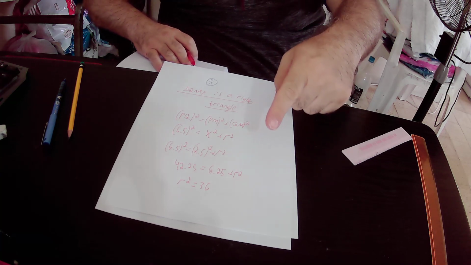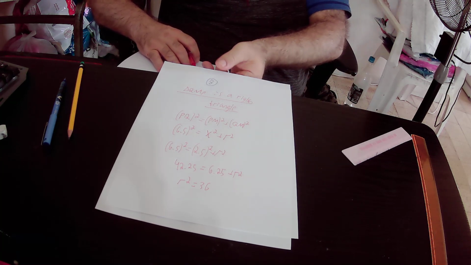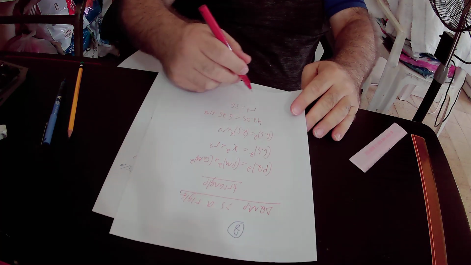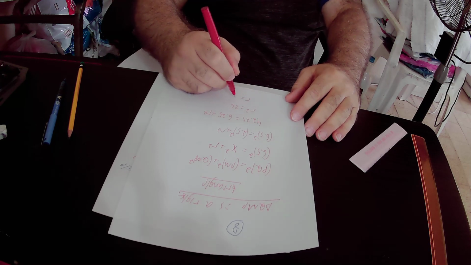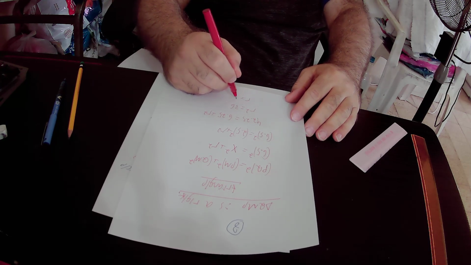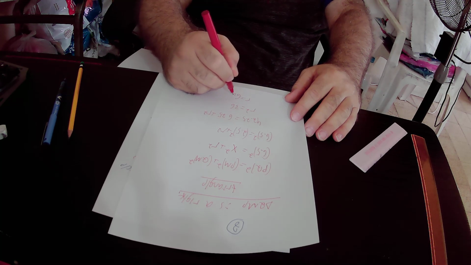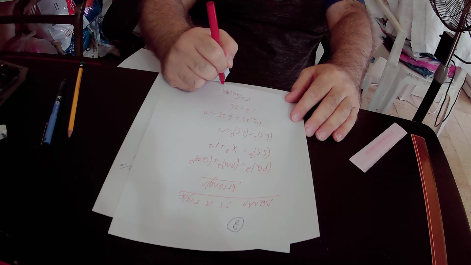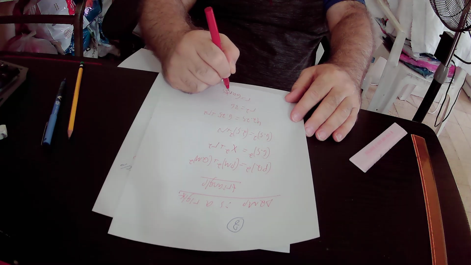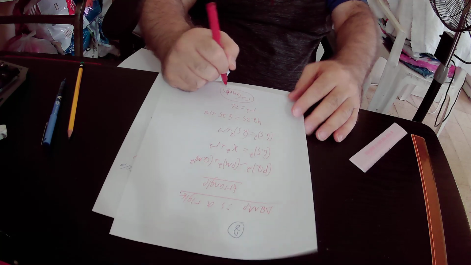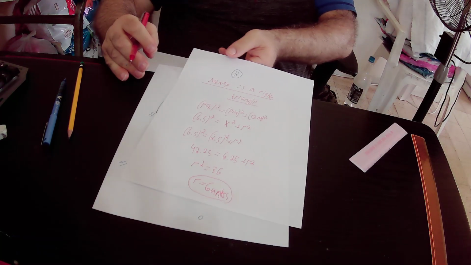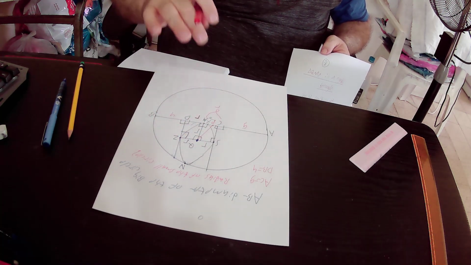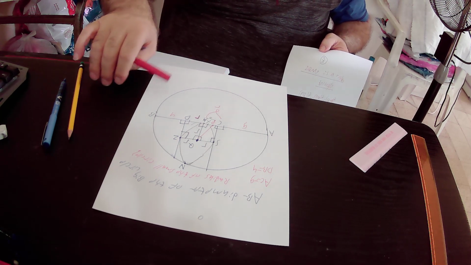Here we will take a root of this equality, and we will get that r equals the root of 36. The root of 36 is 6, so we found out that the radius of the small circle equals 6 units. Again, the radius of this small circle equals 6 units.